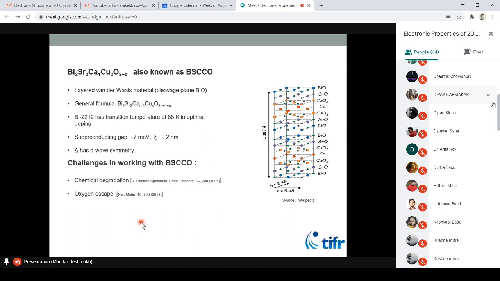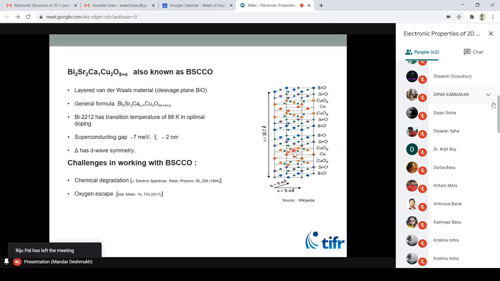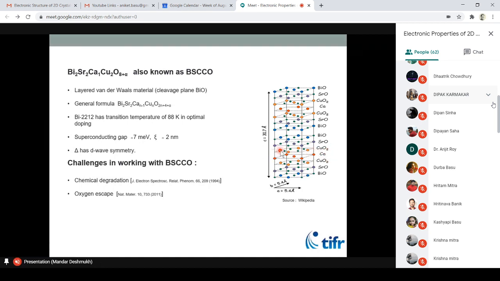So we have been doing experiments. This is a difficult material to work with because the superconductivity in this material is now accepted to arise from these copper and oxygen planes. This plane is the reason for the superconductivity. Other planes play some role, but this plane of copper and oxygen plays the critical role. But what people have found is this material is extremely sensitive to oxygen going away.